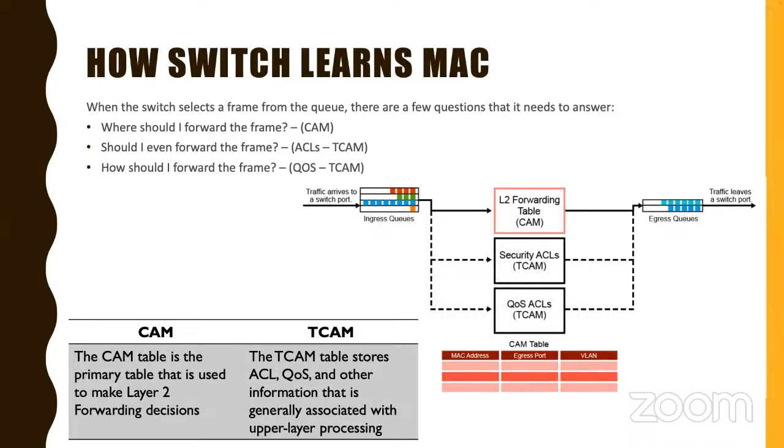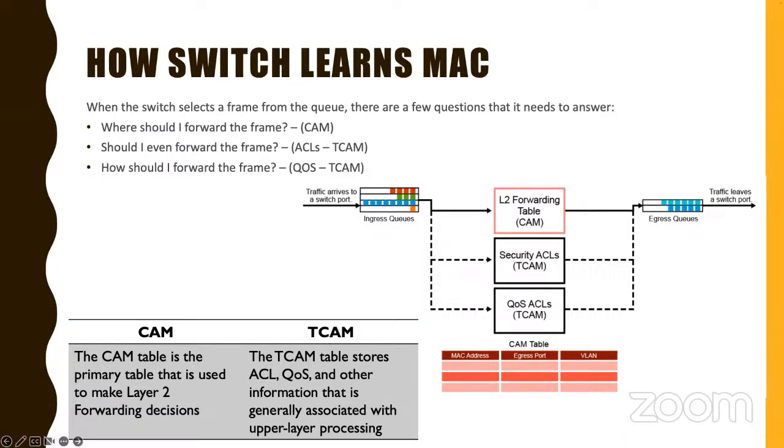Okay, we were talking about CAM and TCAM. CAM we have already learned. CAM is a MAC table wherein we store our MAC against a port and a VLAN. However, apart from CAM, we have ACL entries, QoS entries, and routing tables. Where will we store them? They are stored in a ternary CAM, or TCAM.